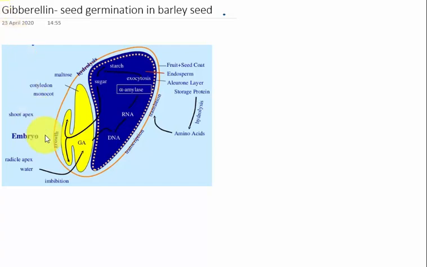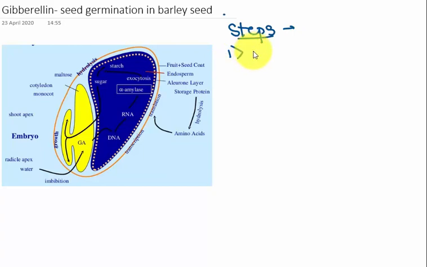As you can see in this picture, this is the embryo, purple. The blue part is the endosperm. These dotted lines are the aleurone layer, and this is the seed coat. So, the steps of germination: in order to germinate, a seed has to imbibe water.